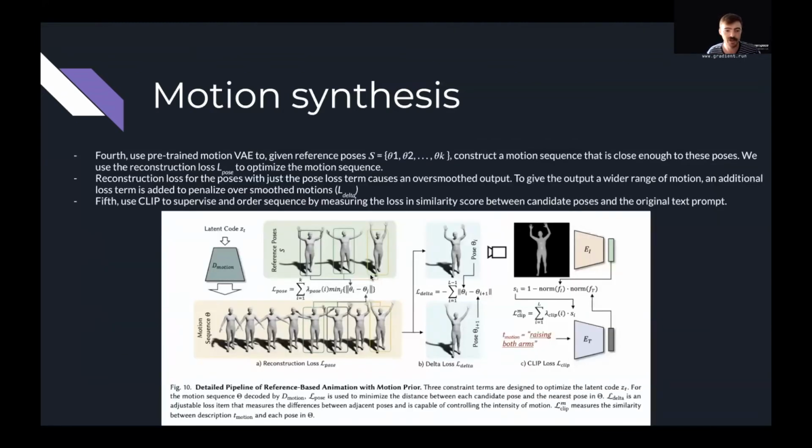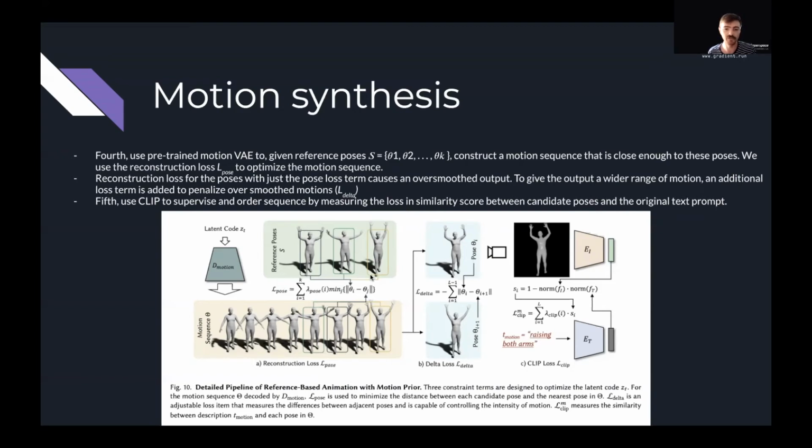Using a pre-trained motion variational autoencoder, so this is a different VAE, given the reference poses S, we construct a motion sequence that is close enough to these poses. And we use the reconstruction loss L pose to optimize the motion sequence.